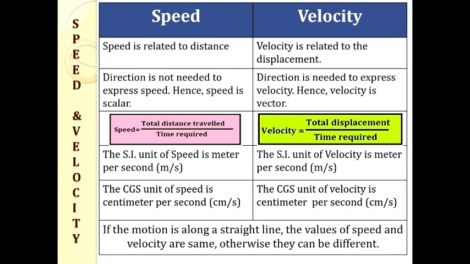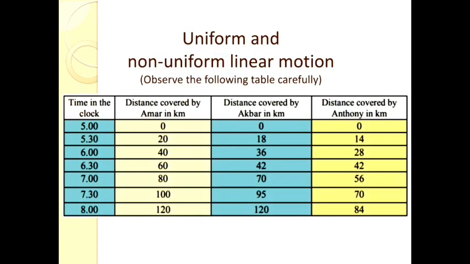If the motion is along a straight line, the values of speed and velocity are the same. I repeat, if the motion is along a straight line, in the sense there is no change in direction, so the values of speed and velocity are the same. Now observe the table carefully.